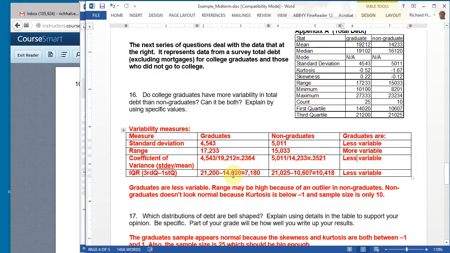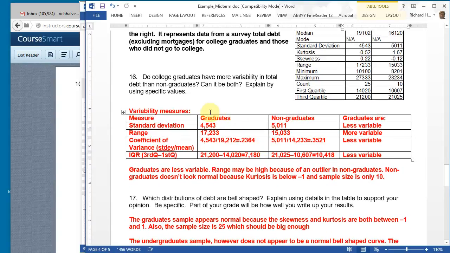The last one is the interquartile range, which is really the one you would look at if the data is not normal. For graduates we have 7,180, and for non-graduates we have 10,418. So in this case the graduates are less variable. So it looks like 3 to 1. So what do we decide here? I think we can say that graduates are less variable.